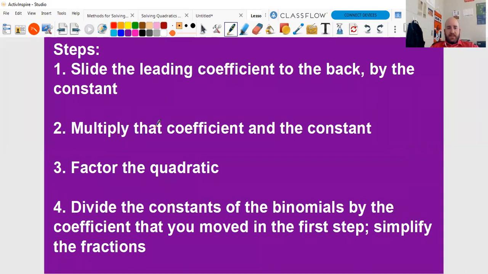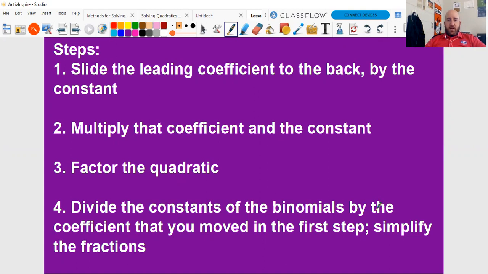So our 4 steps. You slide the leading coefficient, so the number in front of x squared, to the back by the constant. Multiply that coefficient and the constant. So the number I slide to the back, I get rid of on the front, and multiply it by the constant on the back. So it's just going to leave me x squared something. That x squared something, I should be able to factor. If you can't factor it at that point, you might have run into a problem that we have to solve using the quadratic formula, but of course we're not there yet. At least for the examples I'm giving you and the problems in your homework, you'll be able to factor.